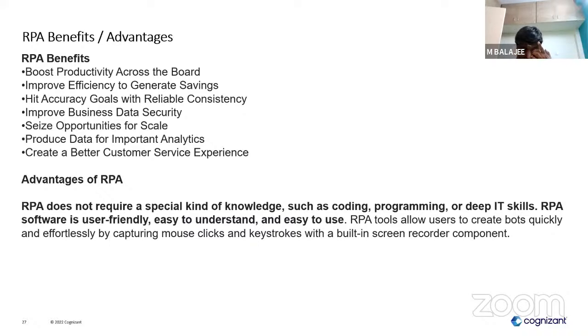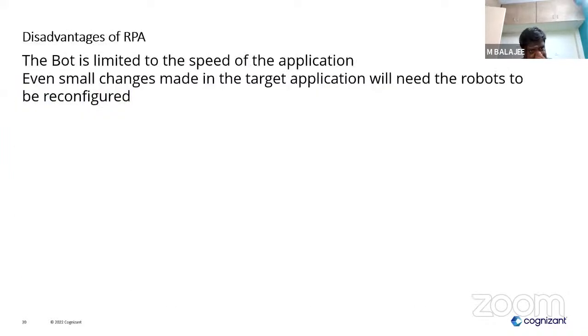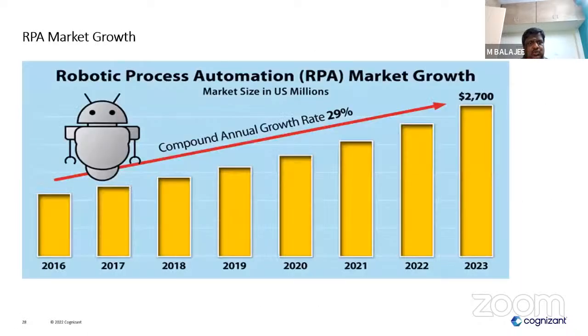Understood? The advantages of RPA are that it is low-code and does not need any deep programming skills, and it is user friendly and easy to use. The disadvantages, I'll say, are that the bot is limited to the speed of the application. It cannot work faster than the speed of the application, and any small change in the application needs a change in the bot.